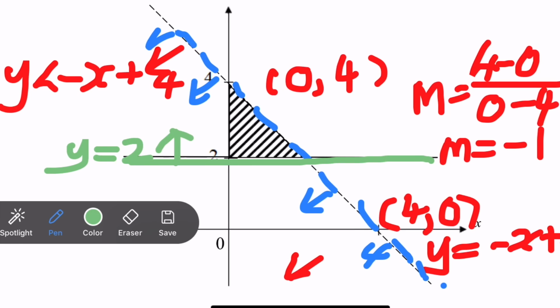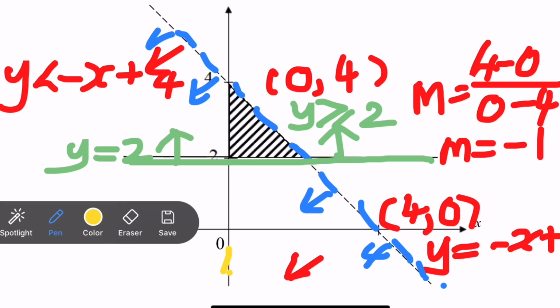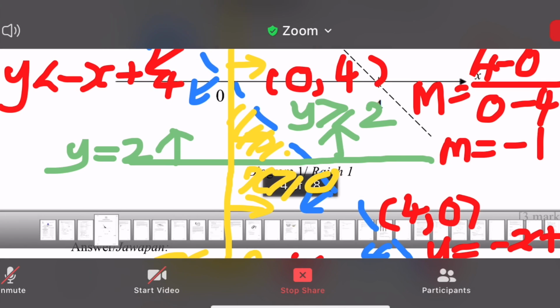Now let's observe the green line. The green line passes through y equals 2, and the region is shaded above, so it should be y more than or equal to 2. And the yellow line is on the y-axis. It passes through x equals 0, and is shaded to the right. So it's x more than or equal to 0.